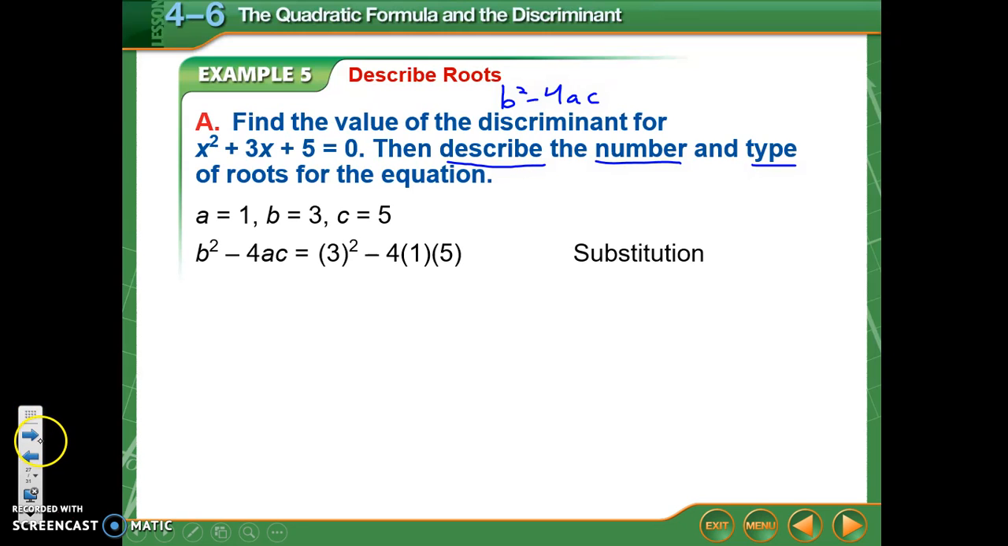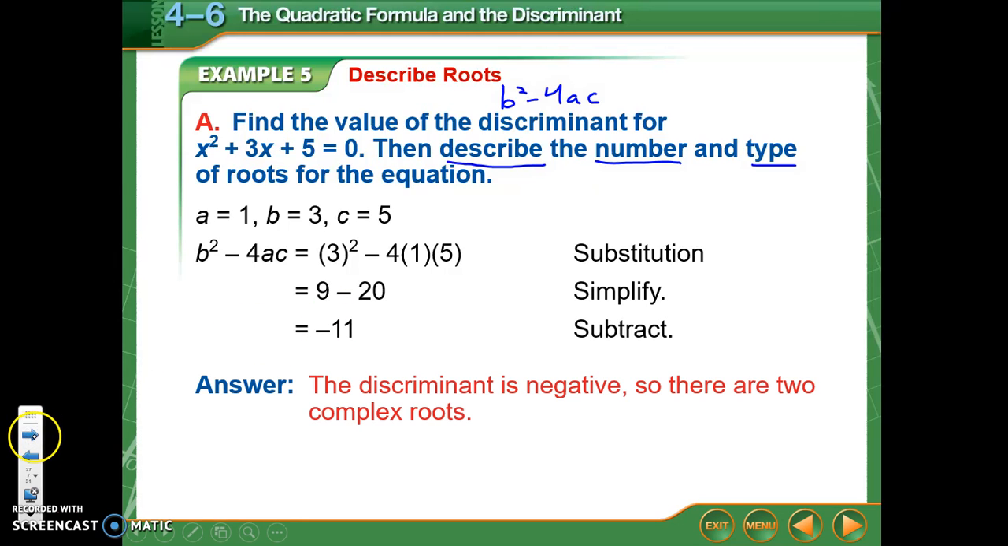A is 1, b is 3, and c is 5. And then we just calculate b squared minus 4ac. So in this case, that gives me 9 minus 20, which is negative 11. Since my discriminant here is negative, there are 2 complex roots. That would be the 4th example that we looked at in the chart if you're looking there on your notes.